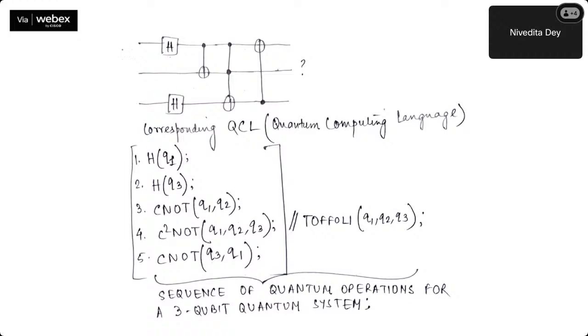So how can we code it? Here it's Q1, Q2, and Q3. So it's a Hadamard on Q1, Hadamard on Q3. Now you know these things. So it is basically C naught Q1 comma Q2, where Q1 is the control, Q2 is the target. Then it's C square naught or CC naught, or you may also find it by the name of Toffoli. All the meanings are the same. So C square naught, then Q1, Q2, Q3. And then it is another C naught where Q3 is the control, Q1 is the target. So it's C naught, Q3 comma Q1. So these are the sequence of quantum operations for a 3-qubit quantum system.